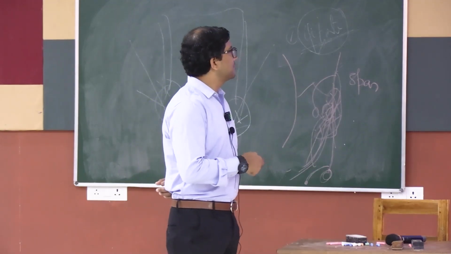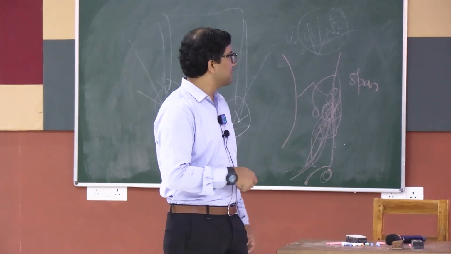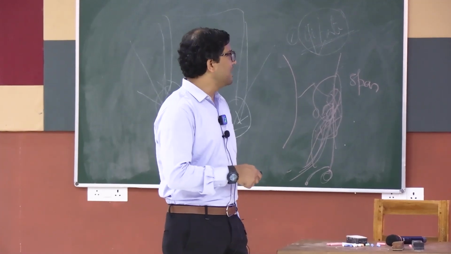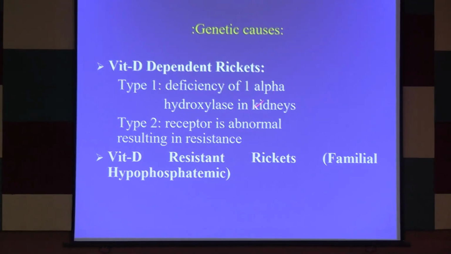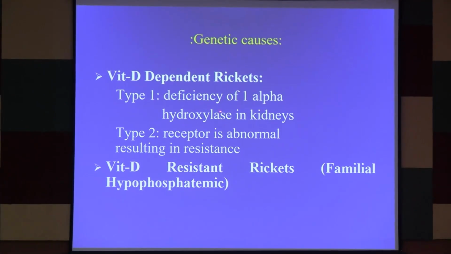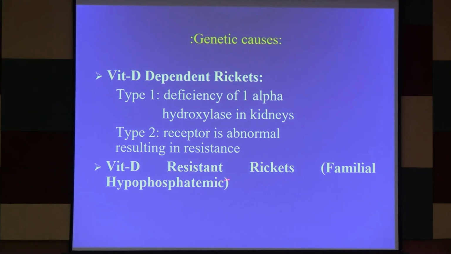And genetic causes, vitamin D dependent rickets type 1 and type 2. You can remember this. Type 1 is because of a problem in the kidney. There is a deficiency of 1-alpha hydroxylase, and type 2 is a problem with the receptor, so the vitamin D cannot act on the cell. And vitamin D resistant rickets, as I told, is the most common cause of non-nutritional rickets.